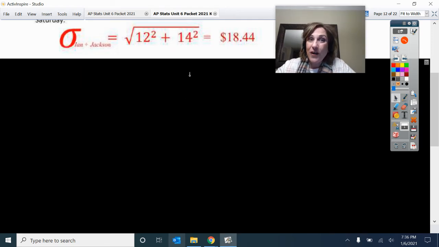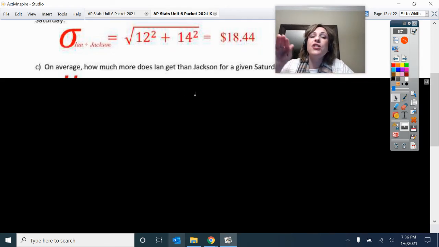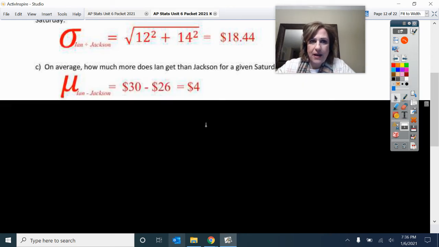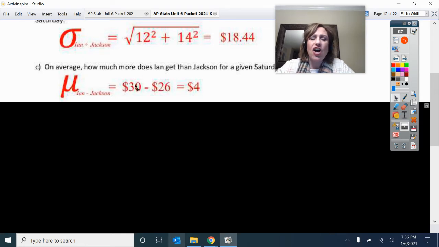All right, what if I want to see how much more Ian is getting than Jackson on average? So this is not a combined amount. This is seeing, okay, what is that difference? How much difference is there really between what they are doing for me? Is it really about $4 worth? On average, I can tell that the difference just subtracts like normal.